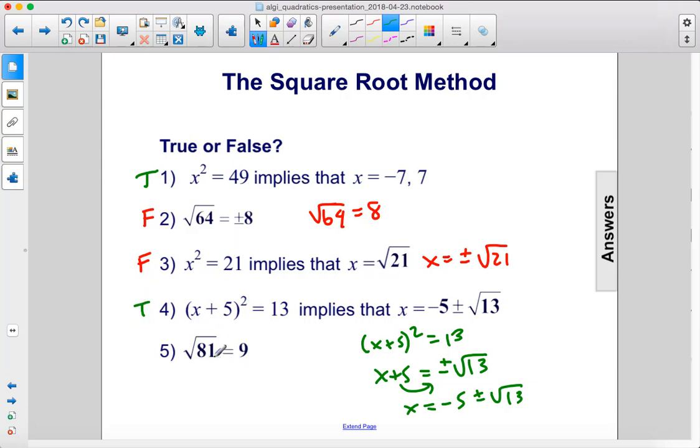And finally, the square root of 81 equals 9. This is true because the square root has to be only one positive number like this. If we wanted plus or minus the square root of 81, we would get plus or minus 9, but this is how this is true.